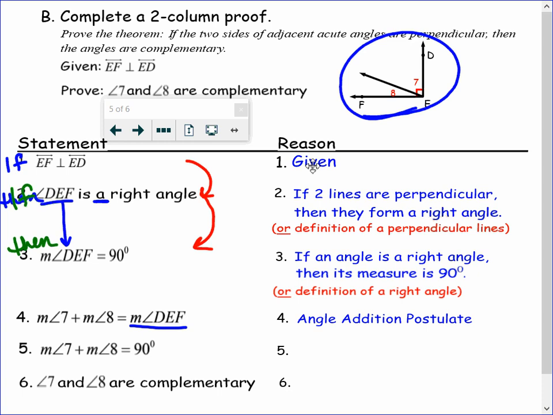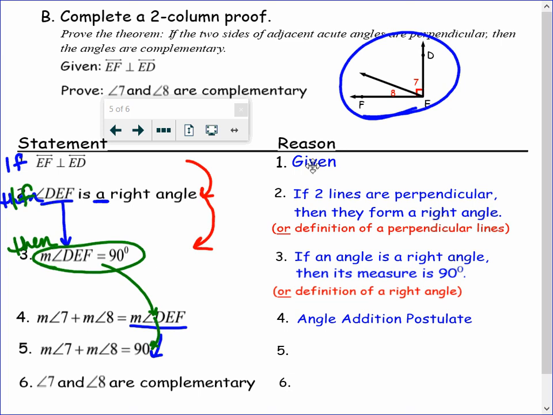Step 5. Well, I'm still talking about the measure of angle 7 and the measure of angle 8, but the measure of angle DEF has disappeared. It's gone. It somehow morphed into 90 degrees. How did it do that? Well, let's go back and look up here. In step 3, the measure of angle DEF was 90 degrees. So I just replaced it.